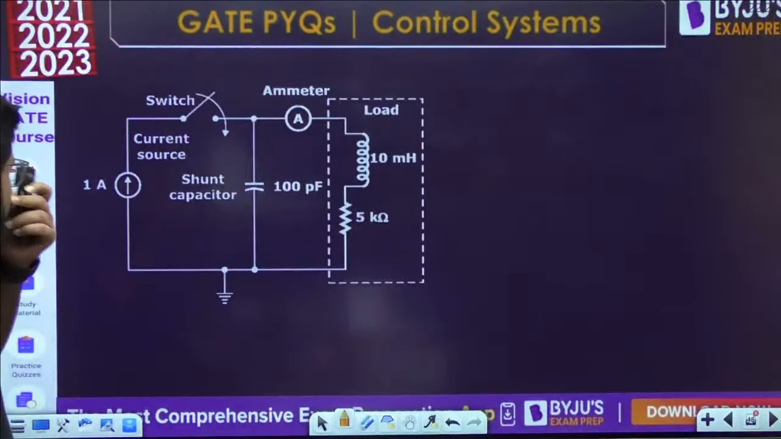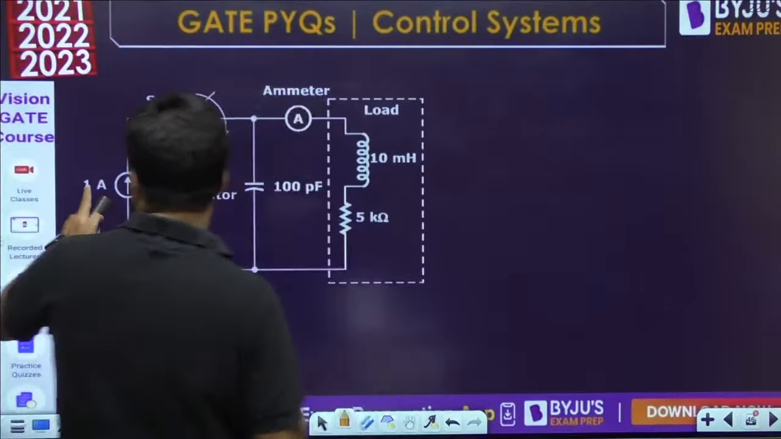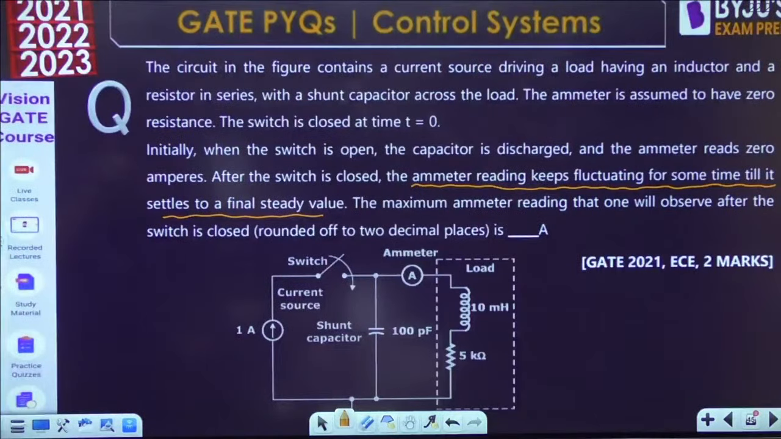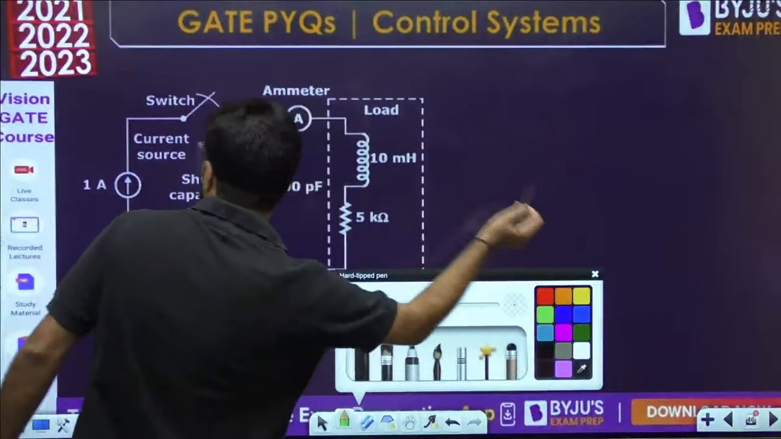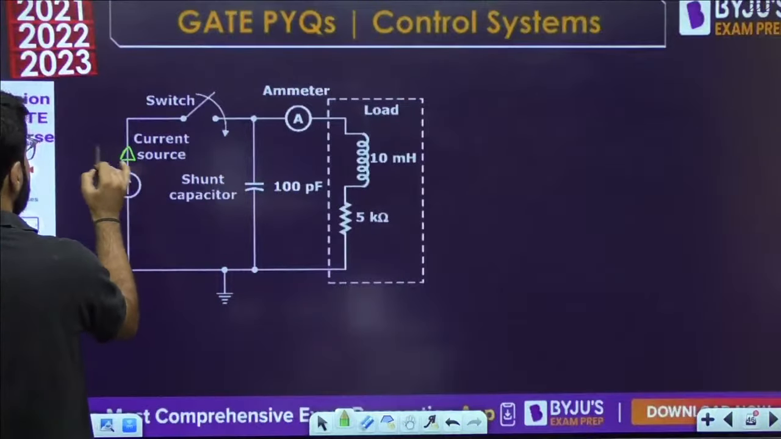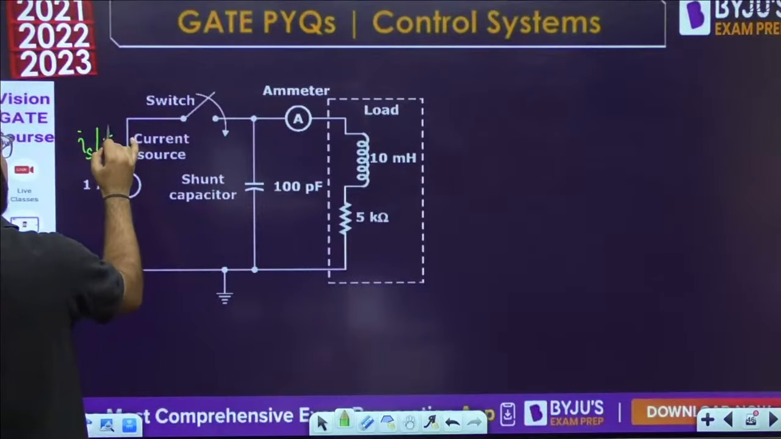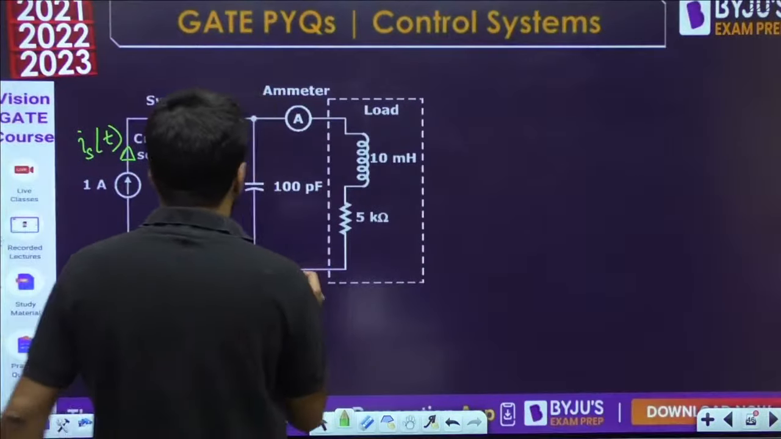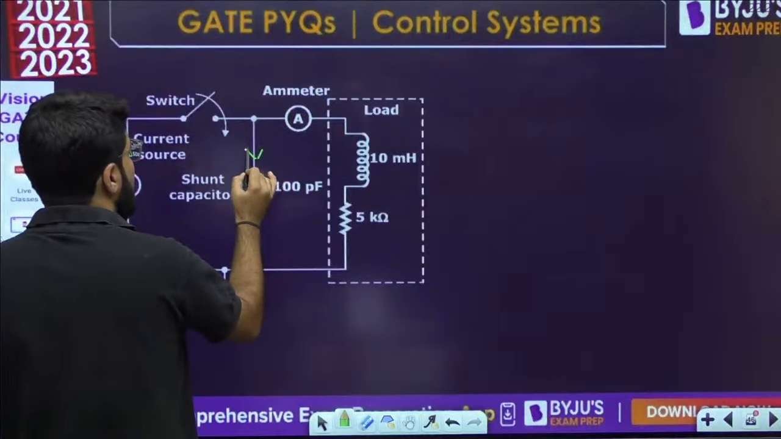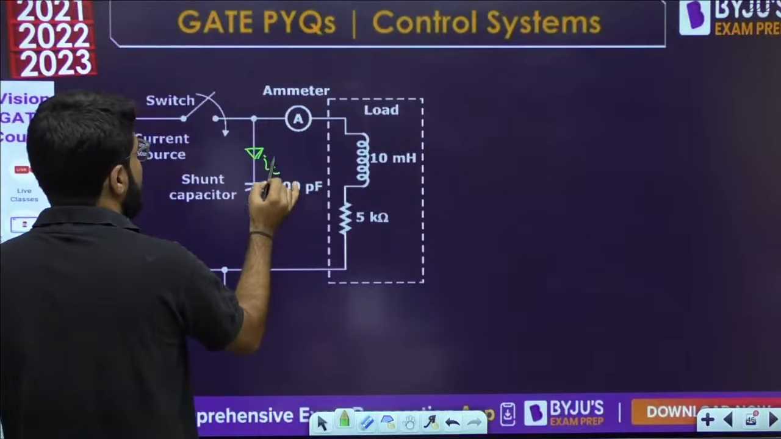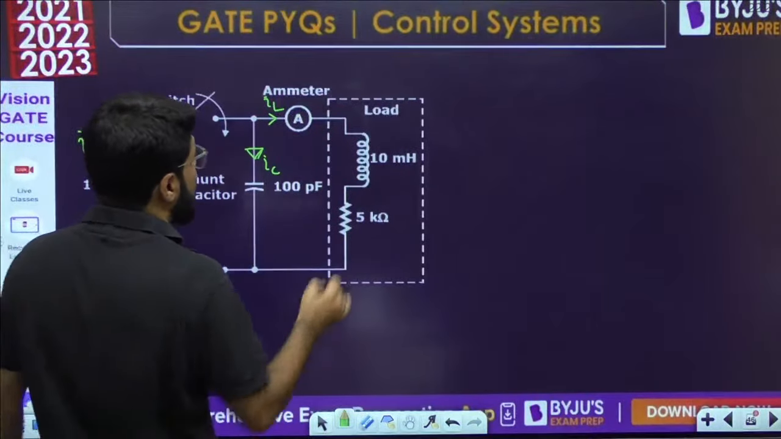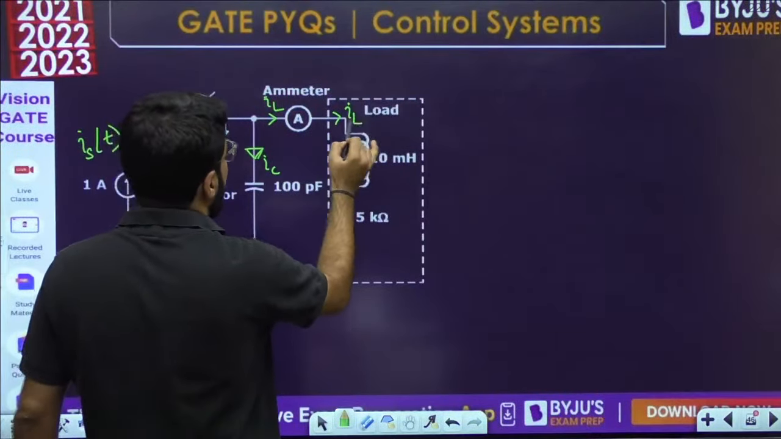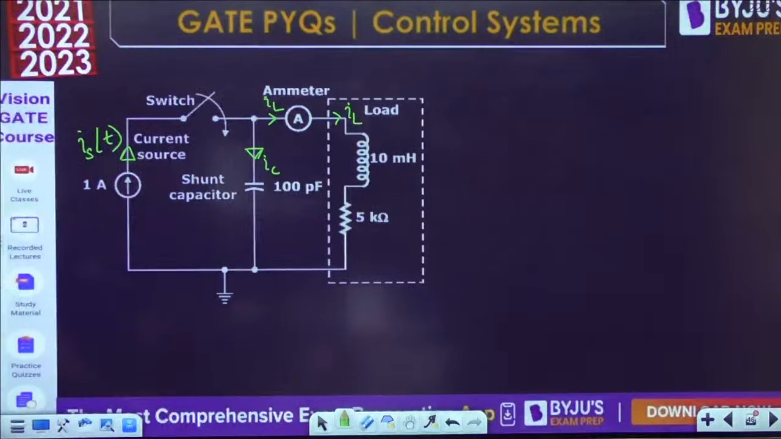So, let's look into this circuit. And this is the 1 ampere of current, correct? This is 1 ampere, but whatever it is, we can just calculate the transfer function to solve it. So once again, let us say this is some current Is(t), that is the source current entering. Now a part of this current will go to the capacitor and a part of it will go into the load, that is IL. Whatever current is flowing in the load is read by the ammeter.